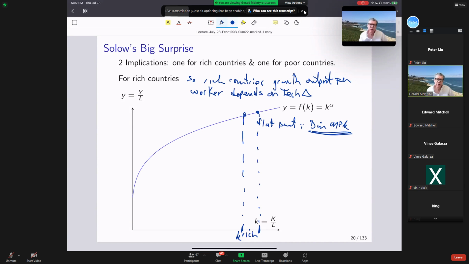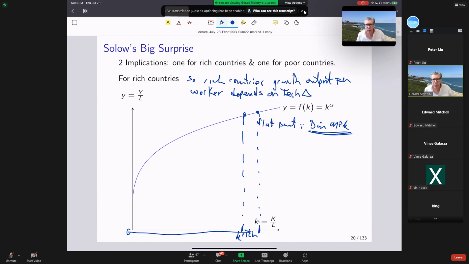Rich countries are rich. I'm here in New York City. There's all kinds of buildings. We have a tremendous amount of capital stock. We've built it all out. We went from here way out to there, and adding more capital just won't do it. We've reached strongly diminishing marginal product of capital per worker. And so rich countries depend upon technological progress and technological change.